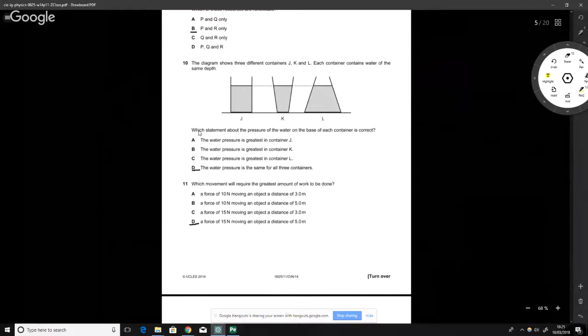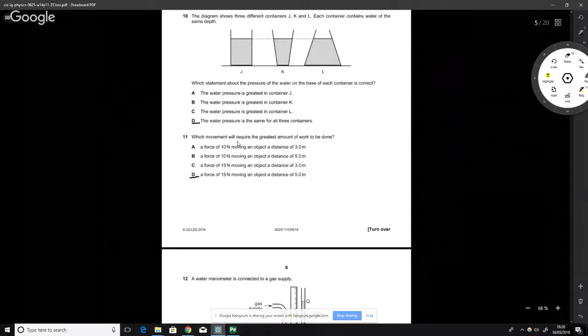Okay, this is just asking which statement about the pressure of the water on the base of each container is correct. These containers all have water at the same height. They just have different shapes. The water pressure is the same for all 3 containers. Well, yes, the height is the same, so the hydrostatic pressure, the pressure from the mass of water, will be the same. The others are wrong.